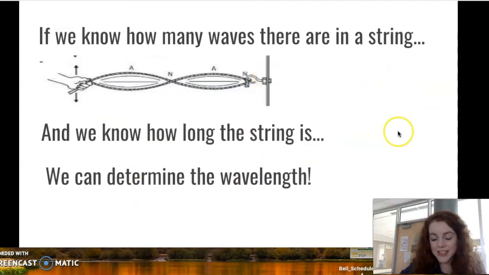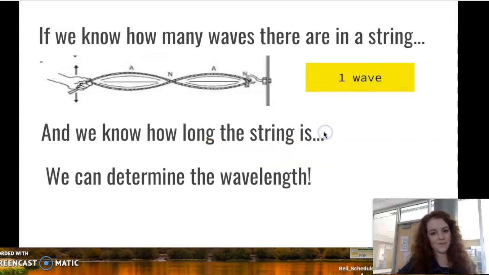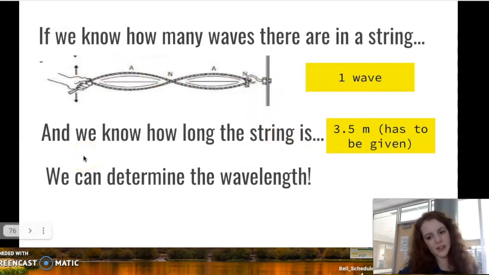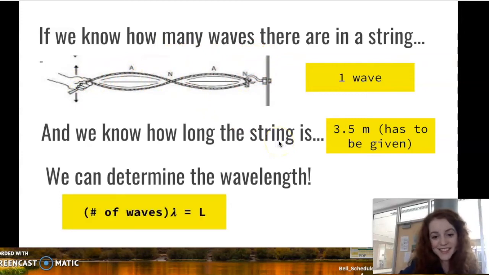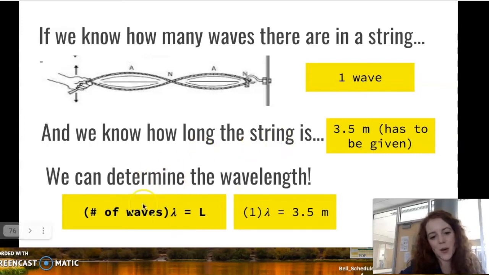Okay, so here's the exciting thing, and I know I've been promising this third equation. It's coming in. This is the last equation we need for LT5 in this unit. If we know how many waves there are in a string, and we know how long the string is, we know what the wavelength is. So this is one wave, and let's say it's 3.5 meters. Well, if we have one wave on a string that is 3.5 meters long, that means a wavelength is 3.5 meters. Right? So this is our new equation.